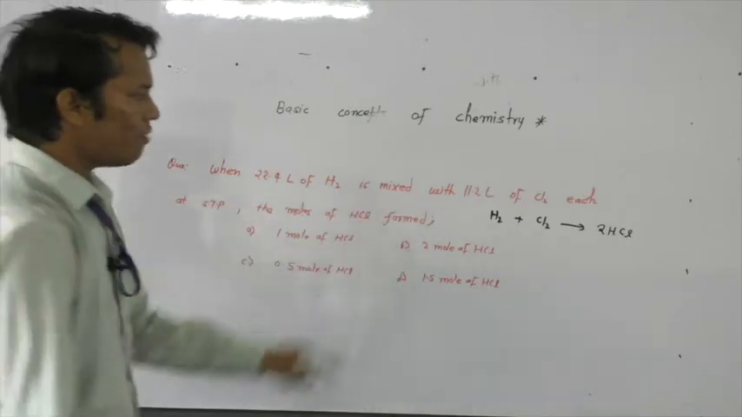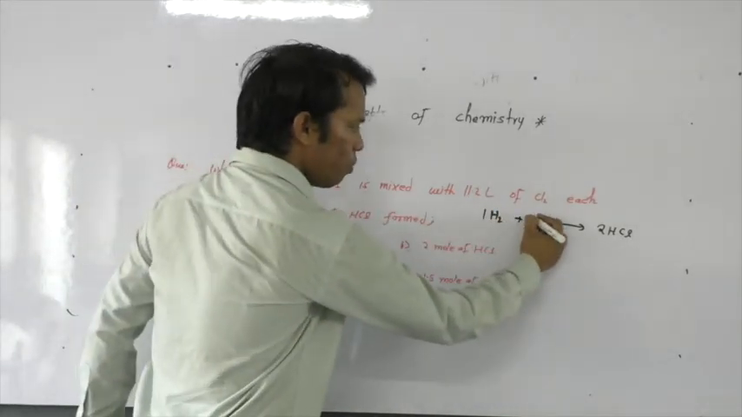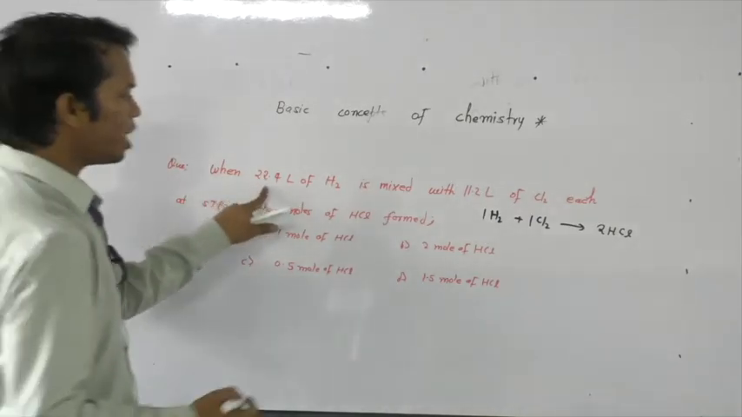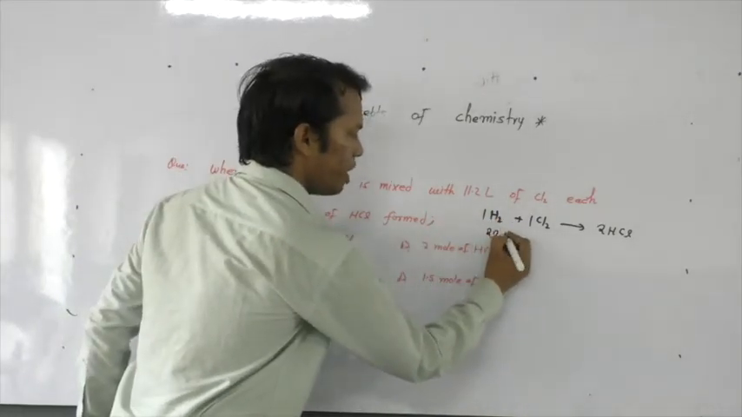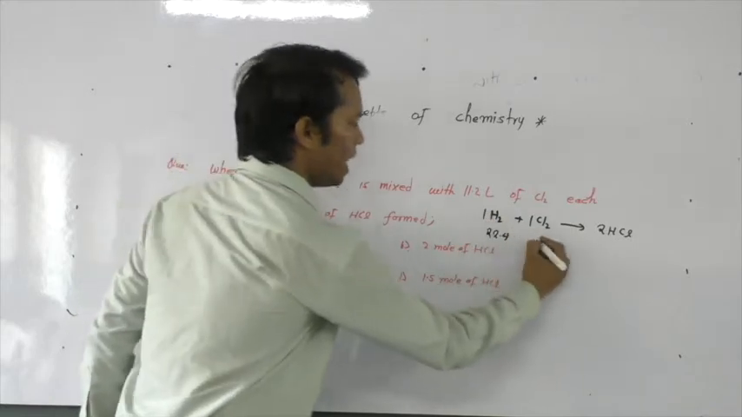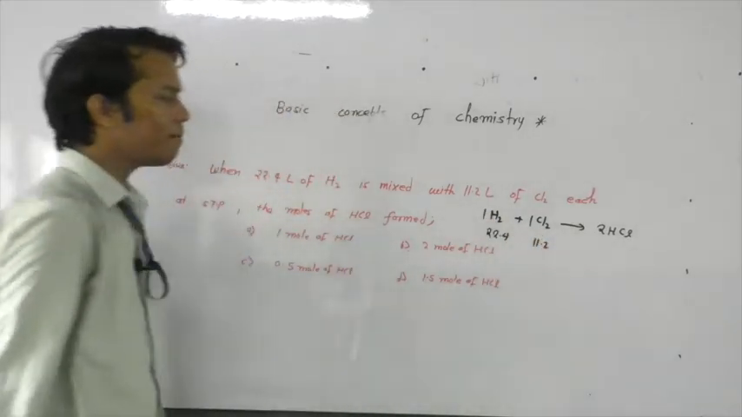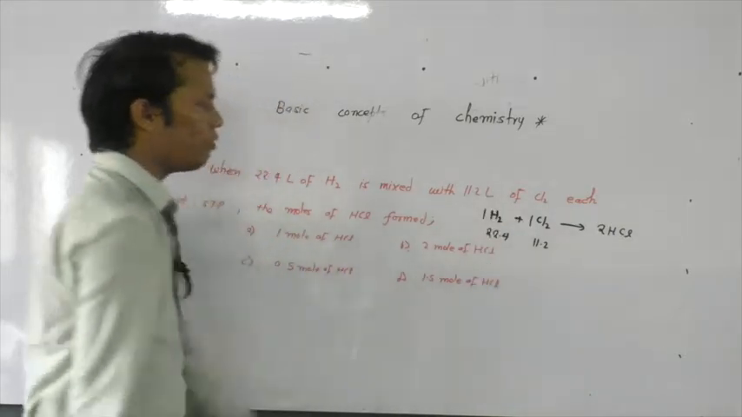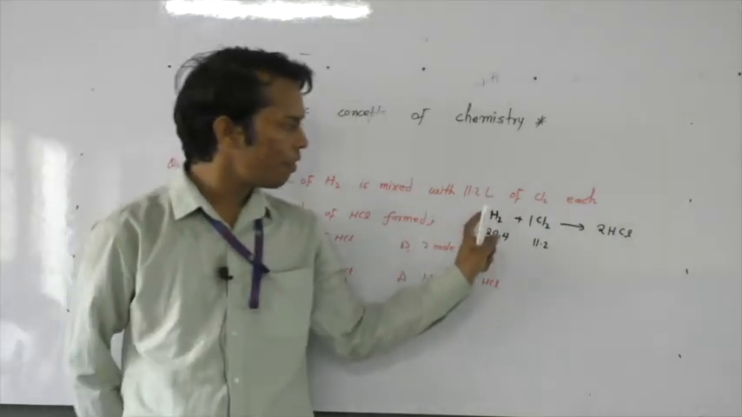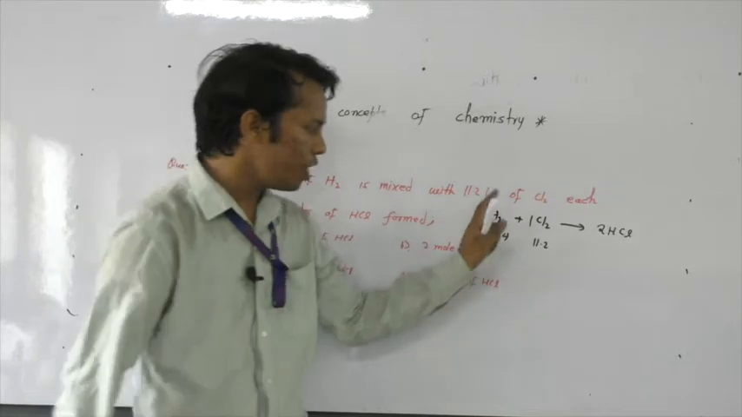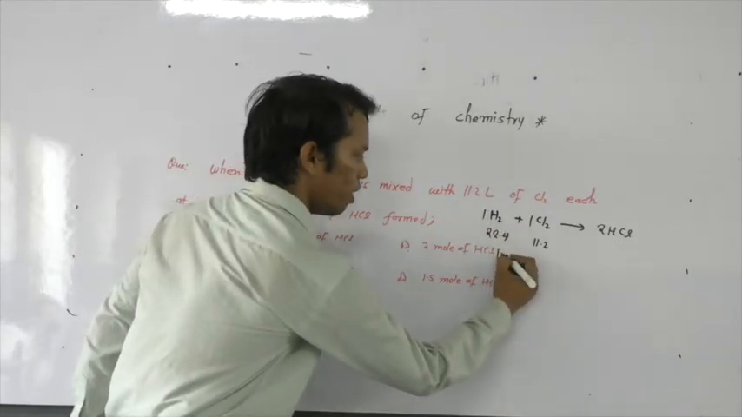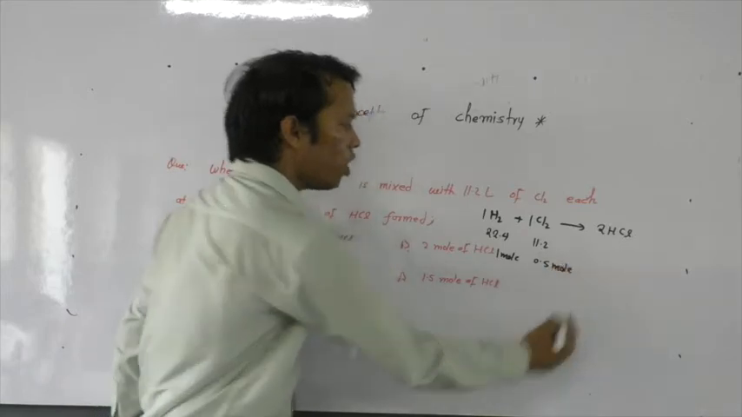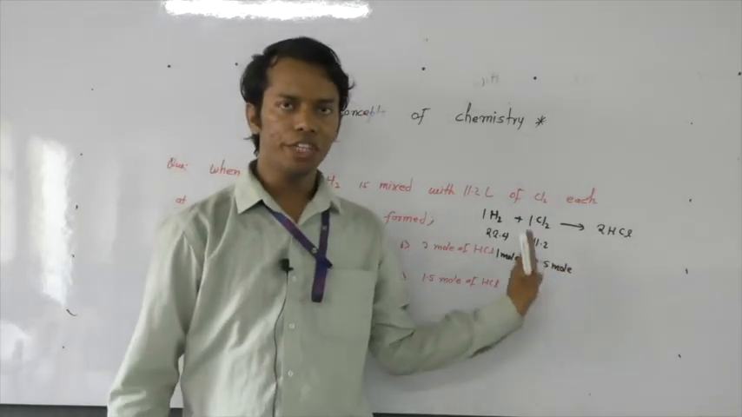Now, 1 mole of H2 with 1 mole of Cl2 will give you 2 mole of HCl, correct? We are taking 22.4 liter of H2 and 11.2 liter of Cl2. Can you tell me the number of moles here? I told you that at STP, for any gas, 1 mole is 22.4 liters. So this is 1 mole, and this will be 0.5 mole.